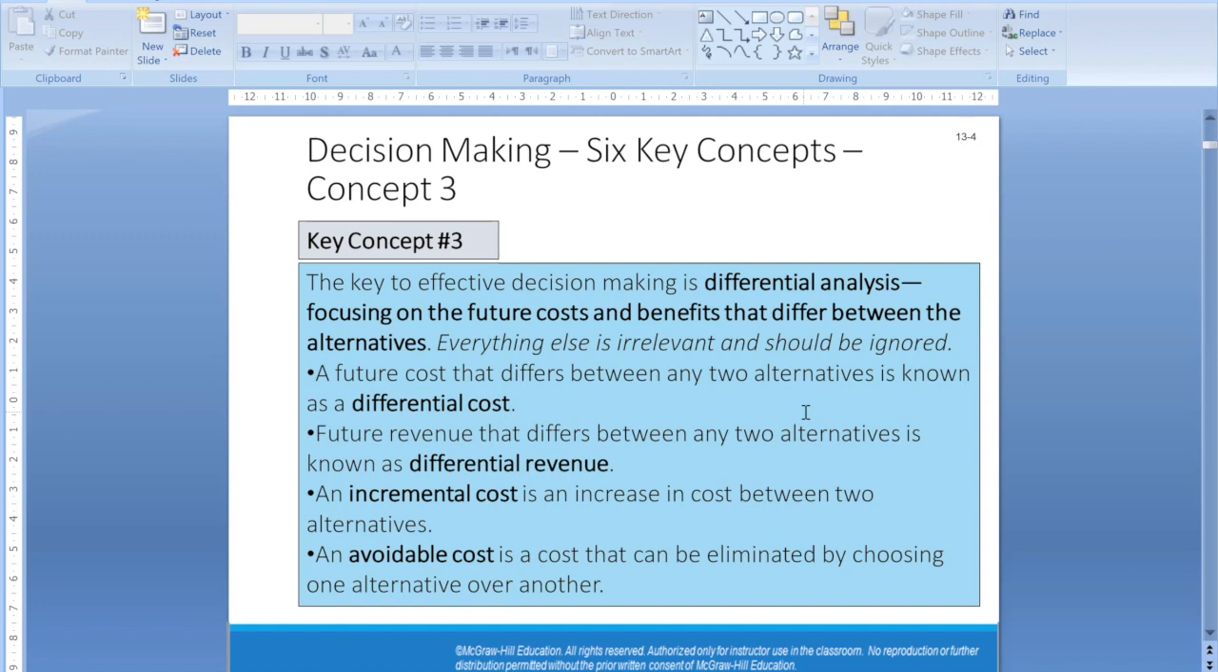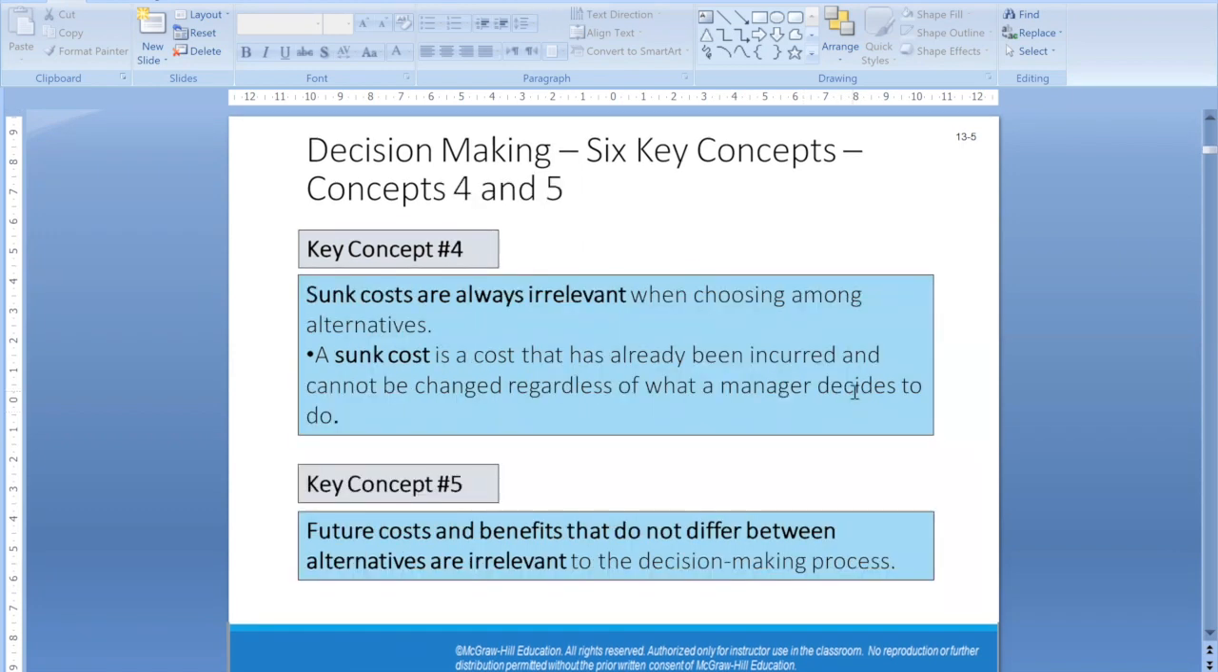A word or a concept in cost accounting called avoidable. What does the word avoidable mean? I can avoid it, which means I will consider that in my decision. Avoidable costs is the cost that can be eliminated, can be avoided by choosing one alternative over another. So avoidable cost means I can avoid it, which means I will consider it in my decision.